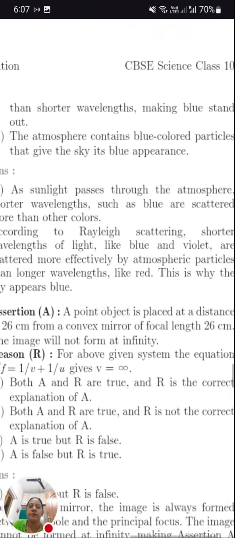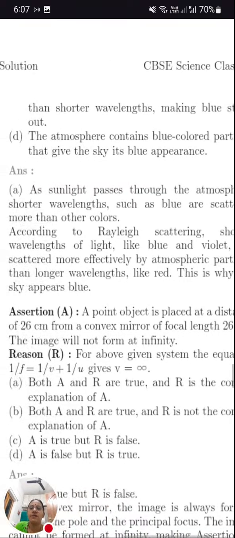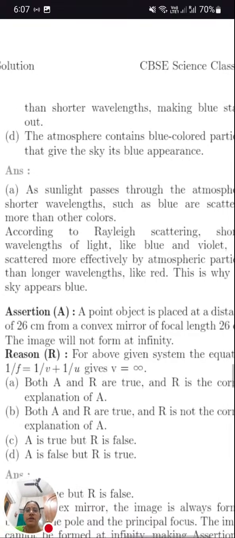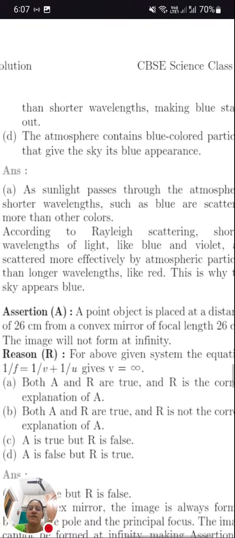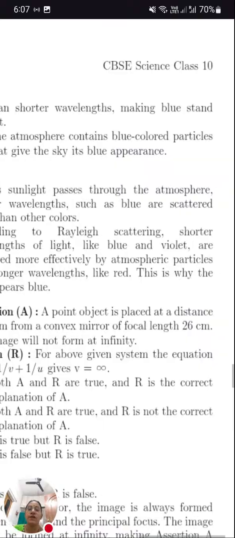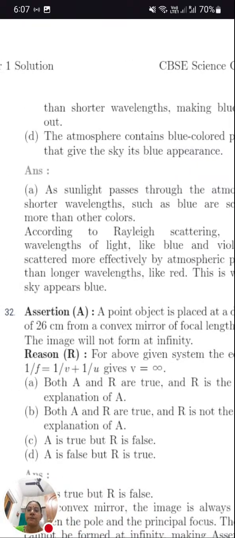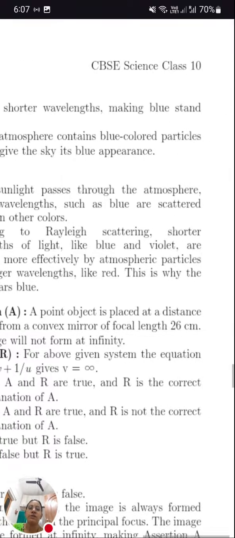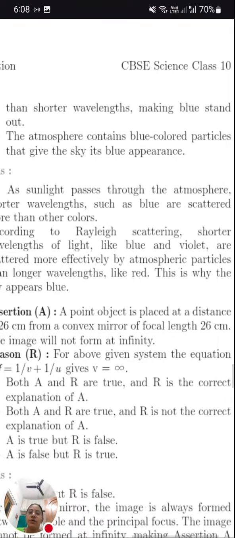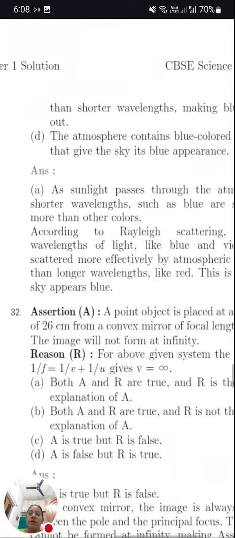The next one, assertion and reason. A point object is placed at a distance of 26 centimeter from a convex mirror of focal length 26 centimeter. So when it is placed at a distance of 26, it means it is placed at the focus itself, as the focal length is also 26. The image will form at infinity. If the object is at focus, the image will be at infinity. Reason for the above given system: the equation 1/f = 1/v + 1/u.